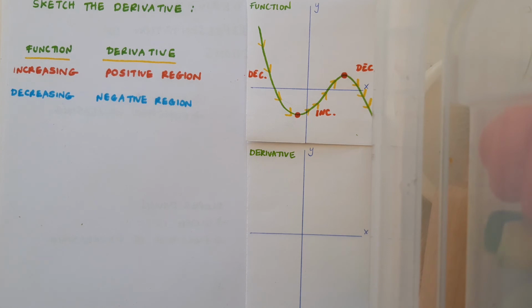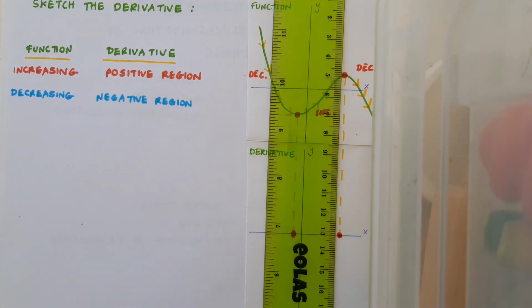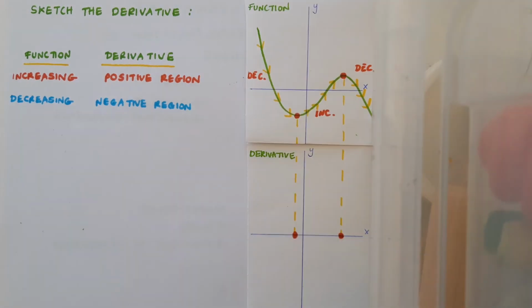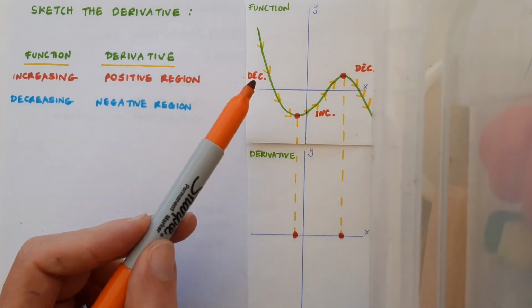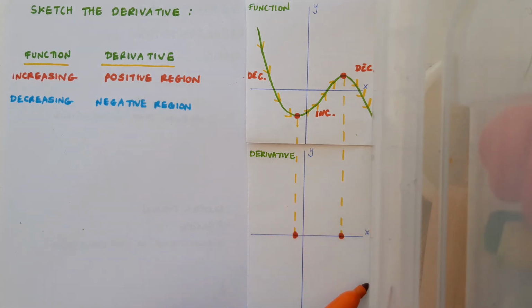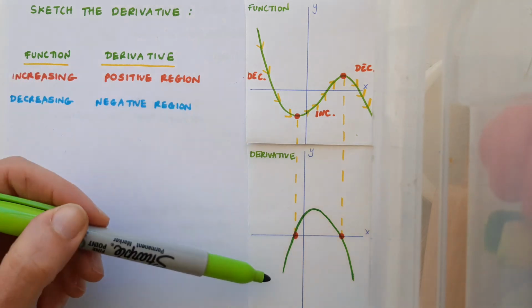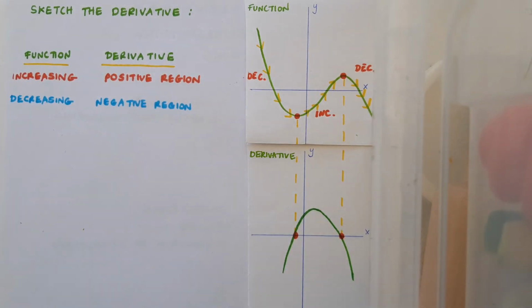To figure out where that's going to happen, I'm going to start off by dropping a line from my turning points to the x-axis of the derivative sketch. So I'm doing that for my first turning point and for my second turning point. So now, like we said, we are decreasing, so negative region, and then increasing, positive region, and then decreasing, negative region. And so my derivative will look like this. You can actually see that the derivative of a cubic is a quadratic.